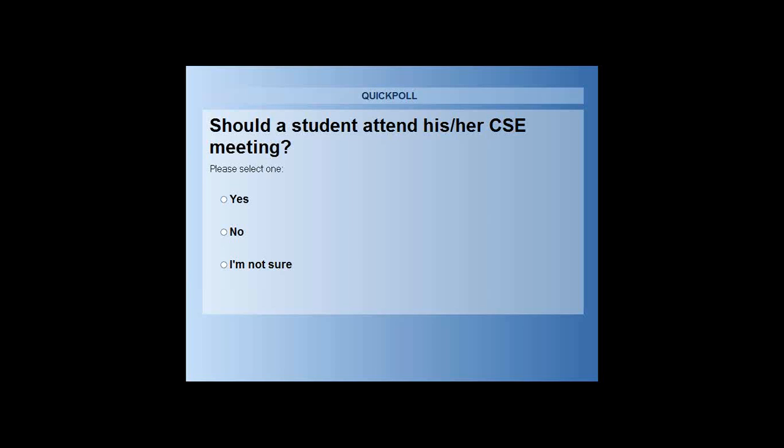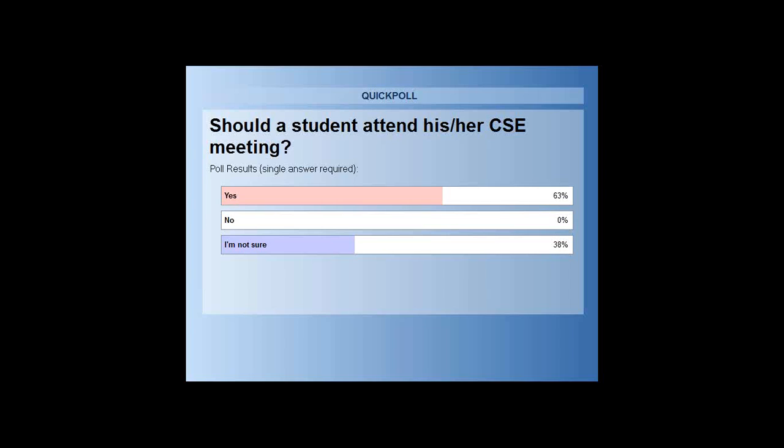I have a couple specific responses in addition to the poll questions. At transition age, Tammy says. Brett says depends on the individual student. I'm going to give it a little bit more time to see whether any more votes come in. It looks as though the votes have stopped coming in. So let me close and share those results. And we have, no one said no, which is good. About 2/3, 63%, said yes, the student should attend, and 38% said they weren't sure. Another specific response says it depends on their age and maturity level.